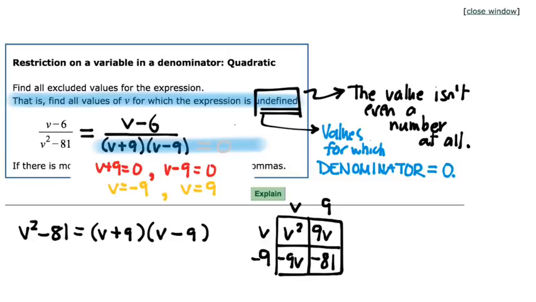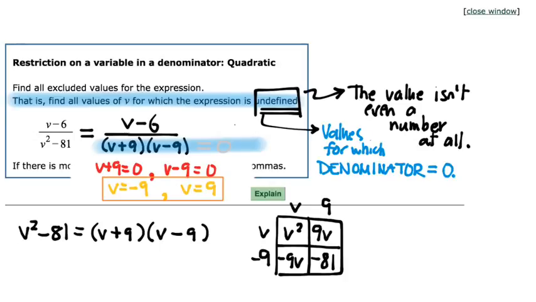So tracing all of this logic backwards, if either v is negative 9 or v is positive 9, that's going to mean that either the factor v plus 9 or the factor v minus 9 becomes 0. And as soon as one of those factors becomes 0, the whole denominator of this fraction becomes 0. And when the denominator of a fraction is equal to 0, that fraction does not have a defined value.